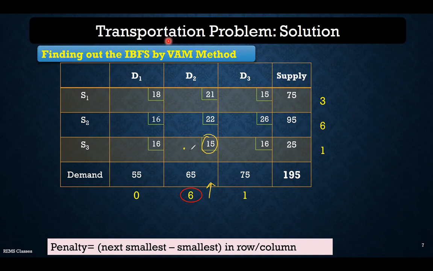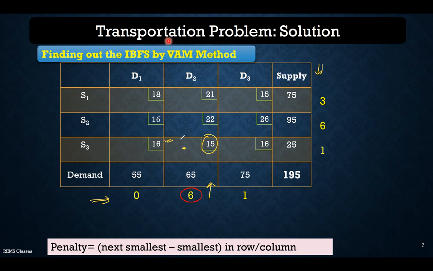In Vogel's approximation method, we are finding the initial basic feasible solution. Initially, we find the penalty for each row and each column. These are the penalties for columns and these are the penalties for rows. We select the maximum penalty, and if there is a tie, we break the tie arbitrarily. If we select this particular 6, we go for this column, and here the least cost is 15. So we have selected this particular cell.